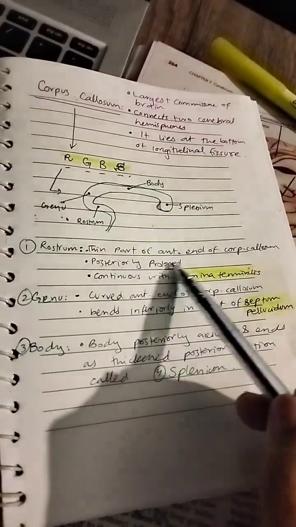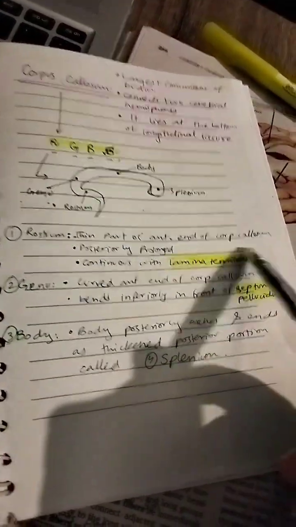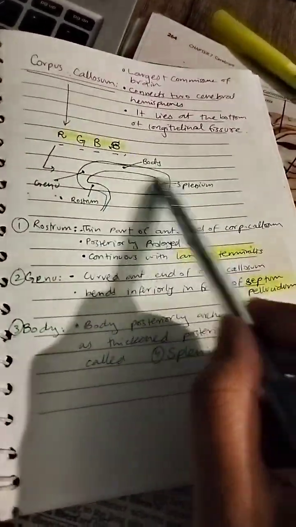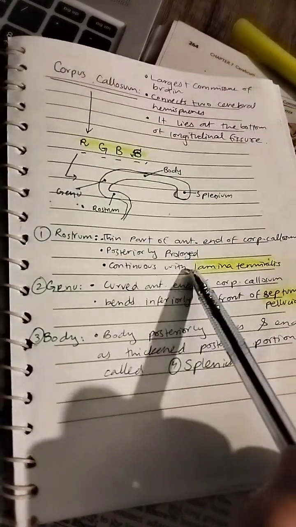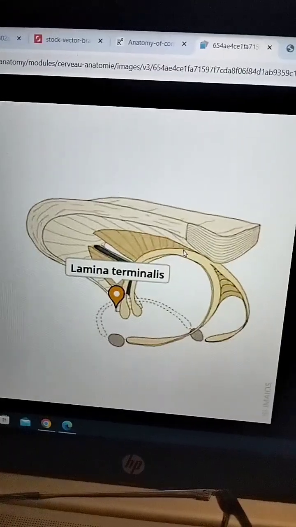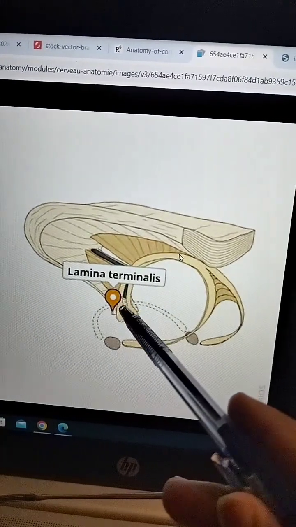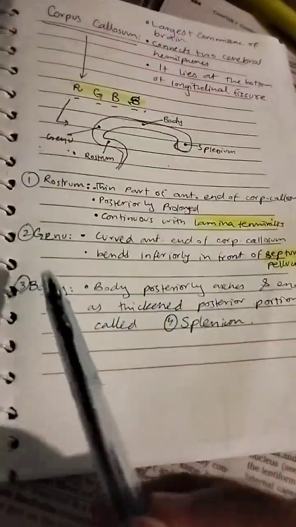The rostrum is a thin part of the anterior end of the corpus callosum, and it is posteriorly prolongated, and it is continuous with the lamina terminalis. This is the lamina terminalis right here. Rostrum is continuous with it. Now let's talk about the genu.